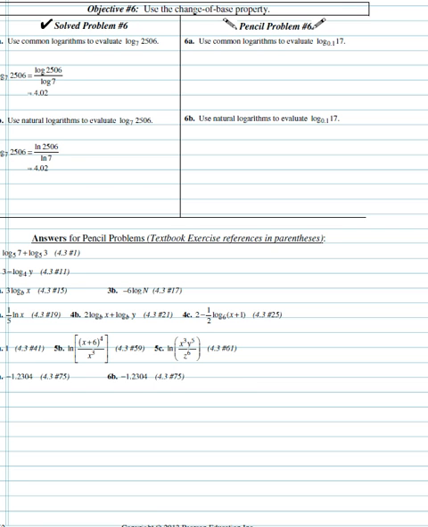Use change of base to evaluate this one. So what I'm going to do is simply have log of 17 over log of 0.1 to give me the value. So I'm going to plug it in the calculator, and that would give me negative 1.2304. Now instead of using logs, I would simply use ln 17 over ln 0.1. That would still give me negative 1.2304.